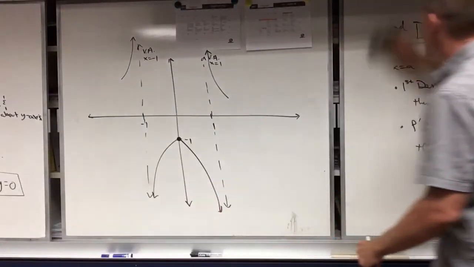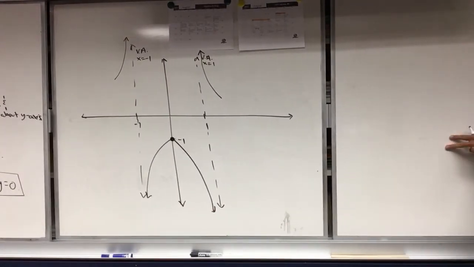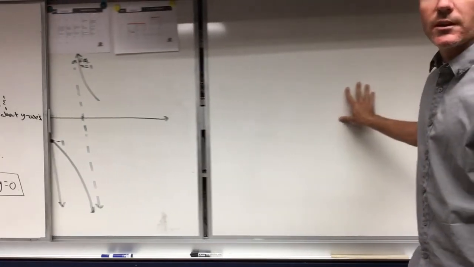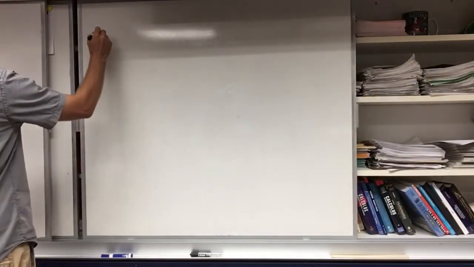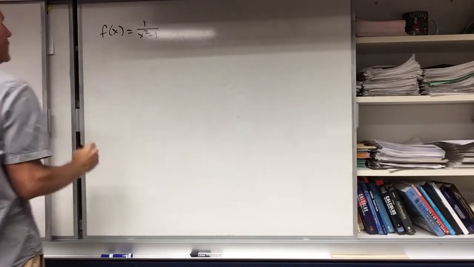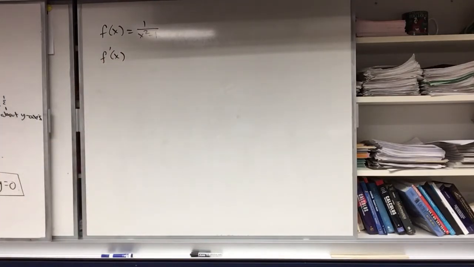So the next thing that I'm going to do, which is really the first time that we're going to use a derivative on this problem, is we're going to go through and talk about intervals of increase, decrease. So again, I had that my function is 1 over x squared minus 1. In order to talk about intervals of increase, decrease, I need to find the derivative.